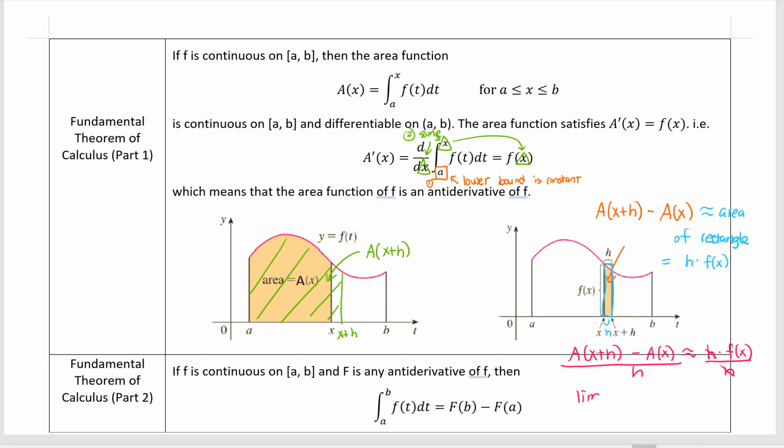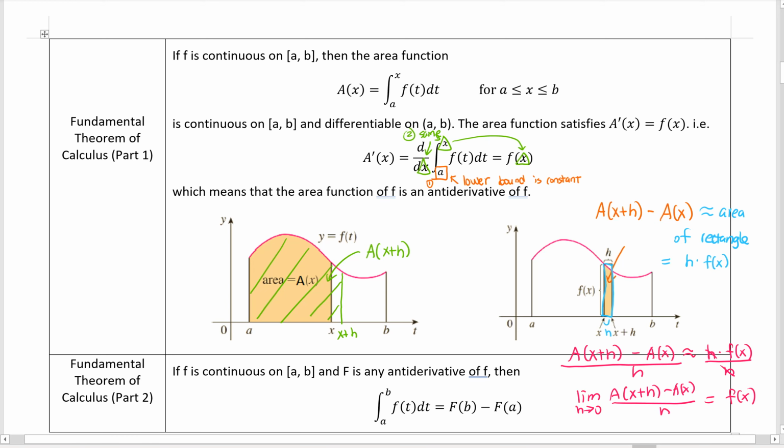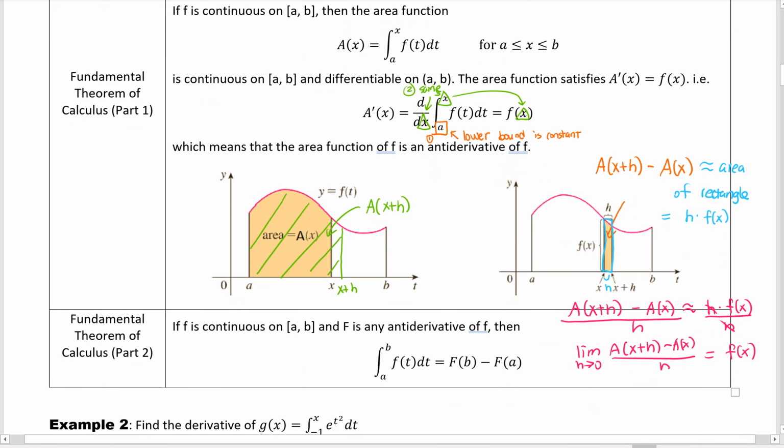Now we see when we let h go to 0, we get equal, right? When we take the limit as h goes to 0, this guy is actually equal to f of x. But do you remember what this guy is? This is exactly the definition of derivative from chapter 3, right?